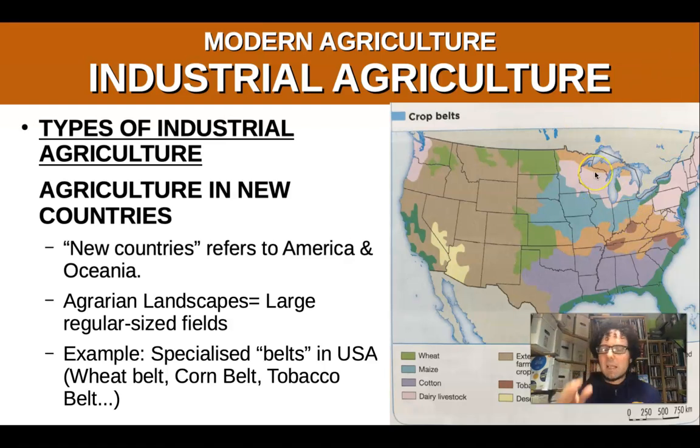Okay. El paisaje agrario que genera este tipo de agricultura es el de campos muy grandes y de forma muy regular, muy igual. Y un ejemplo de esto son los cinturones especializados, se llaman así, Specialized Belts, los cinturones de Estados Unidos. Tenemos un cinturón del trigo, un cinturón del maíz, un cinturón del tabaco, ¿vale? Aquí en este mapa lo veis algunos, por ejemplo, el cinturón del algodón, la agricultura tradicional del sur de Estados Unidos, el cinturón del maíz aquí en el medio oeste, ¿no? El cinturón del tabaco, etcétera, etcétera, ¿no? Pues grandes extensiones de tierra que se dedican a esto.